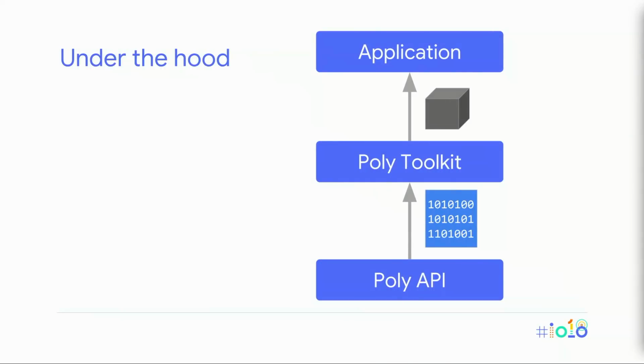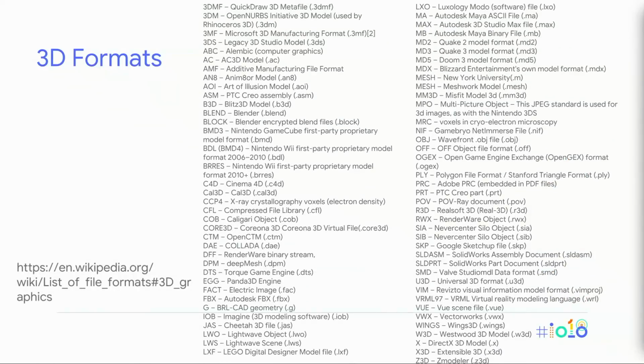Now, the Poly API, of course, only outputs data. And what Poly Toolkit does is convert the data into Unity models. For that, we need to establish a format. This is one of those things that could be easy, but in reality is not. Because apparently, nobody agrees on how to do this. This is a partial list of 3D formats from Wikipedia.